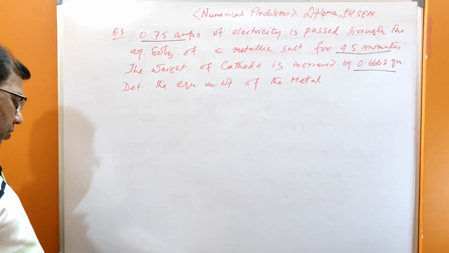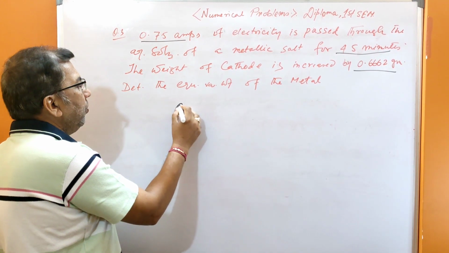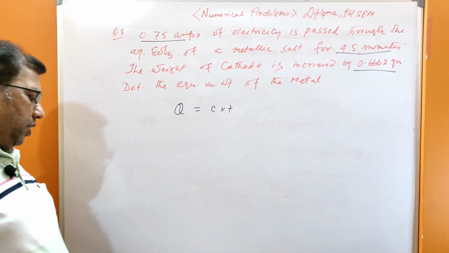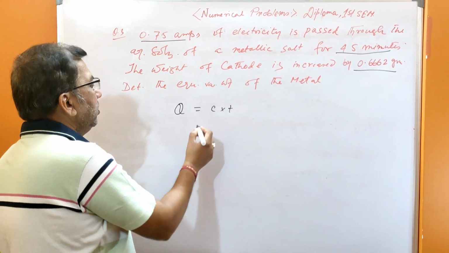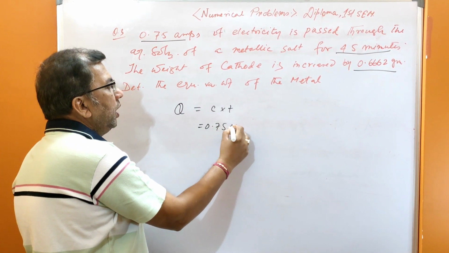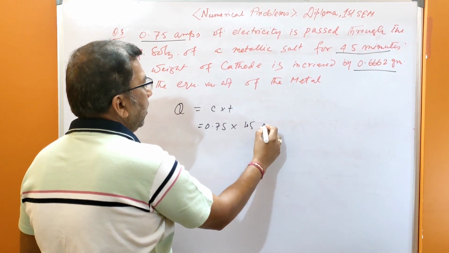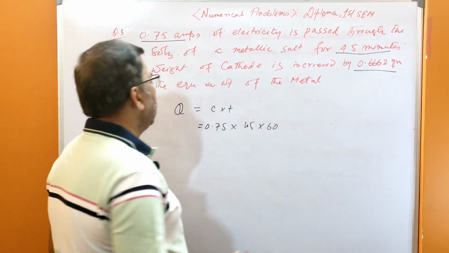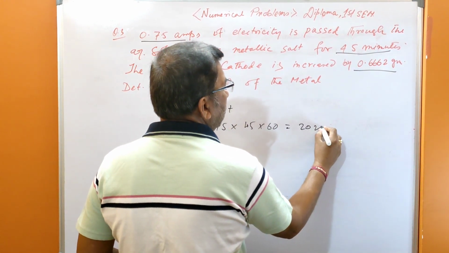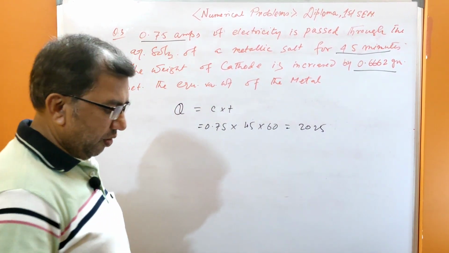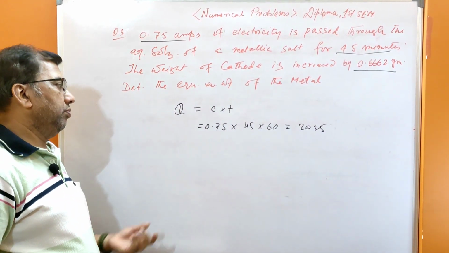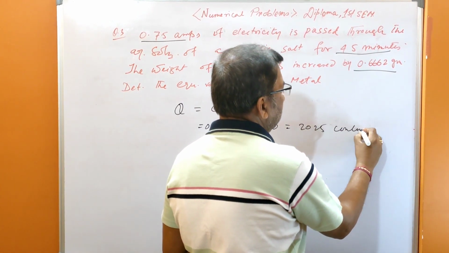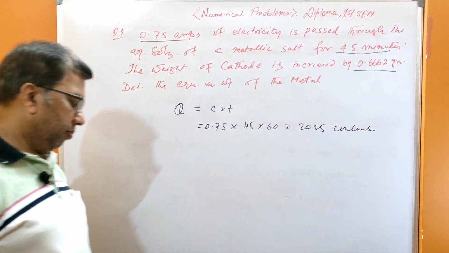Very easy. So what do we know? Q equals C into T. What is C? Current, 0.75. T means 45 minutes. You have to convert minutes into seconds, 45 into 60 seconds, so it will be 2025. Clear? 2025 coulomb. The unit of Q is coulomb.